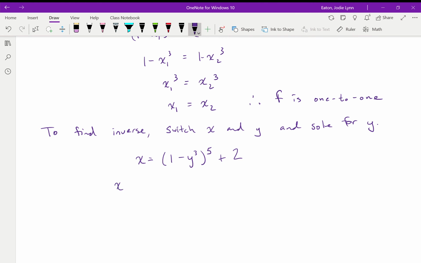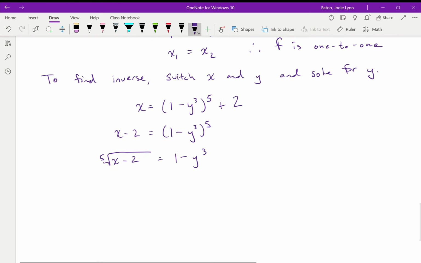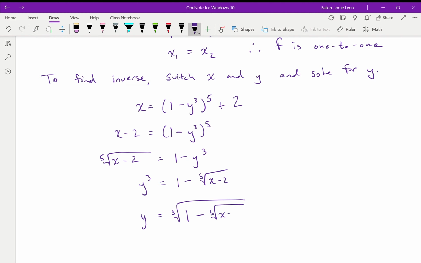So we get x minus 2 is 1 minus y cubed to the 5th. We'll take the 5th root, so the 5th root of x minus 2 equals 1 minus y cubed. And then I'm going to add y cubed to both sides and then subtract the 5th root of x minus 2, and that also gets my y on the right side. So we get y cubed is 1 minus the 5th root of x minus 2. Then we'll take the cube root, so we get y equals the cube root of 1 minus the 5th root of x minus 2.